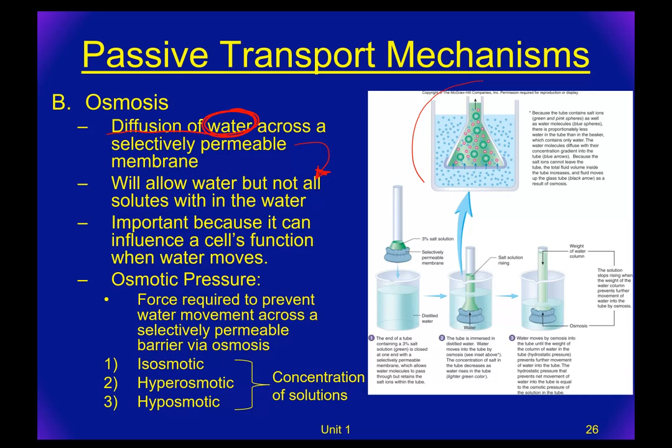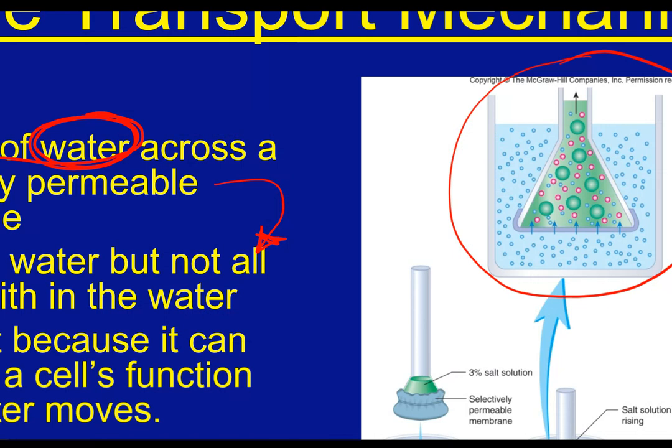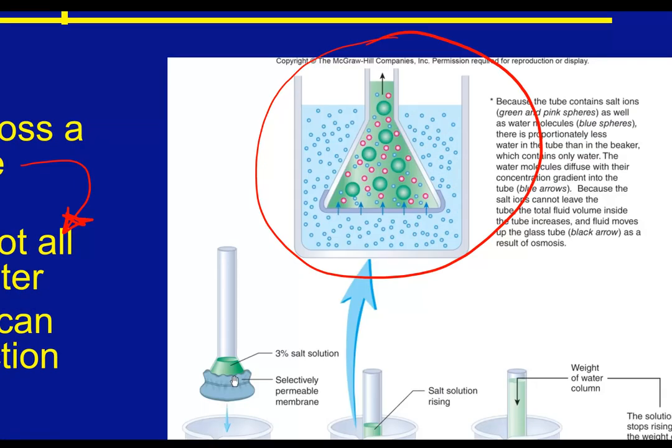So if you look here, this little Erlenmeyer flask looking thing has an open bottom, but I've put this selectively permeable membrane around it. If you look inside of here, it's a 3% salt solution. And you can see I've got the green and the pink, the sodium and the chloride, and there is water in there. You can see the little blue dots that make water, the same blue dots that are out here. But look at how many blue dots are here versus in the beaker.